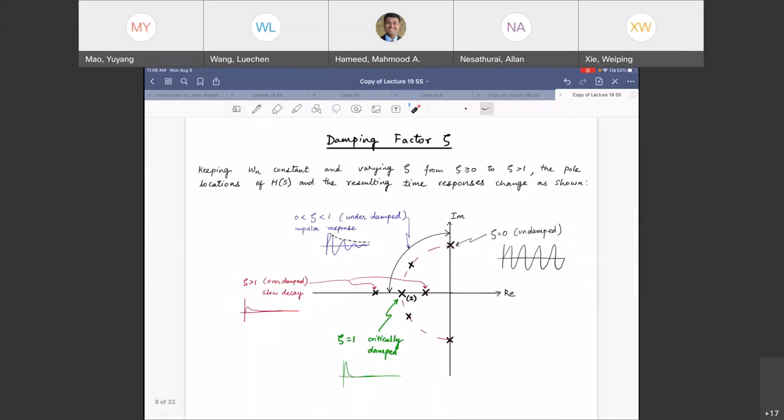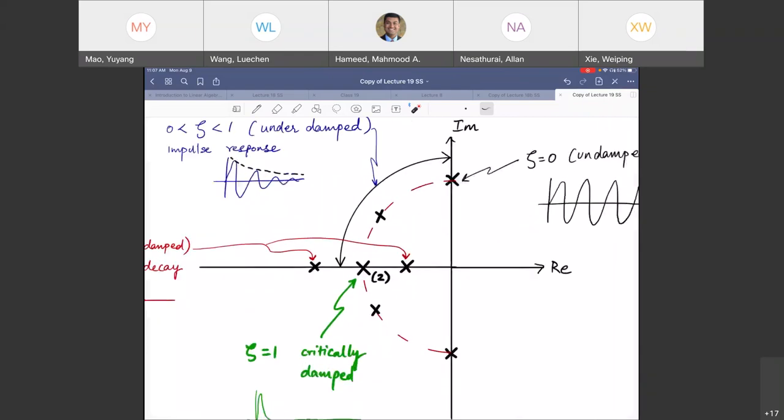Let's see. Next. Damping factor zeta, how does the response look like? Now I'm showing over here some impulse responses, but this could also be the same for step response. What I'm doing is keeping omega n constant, which means I'm picking one particular red semicircle, and I'm changing zeta from 0 to greater than 1. So 0 to 1, and then greater than 1 as well, no upper limit. How would the location of the poles change for H of S? H of S is your second order system for which you are tracking the location of the poles.